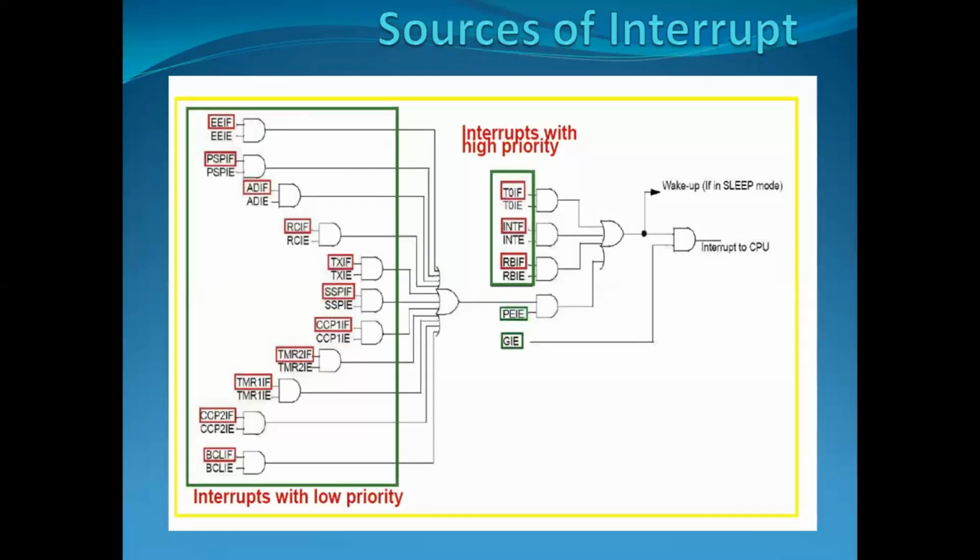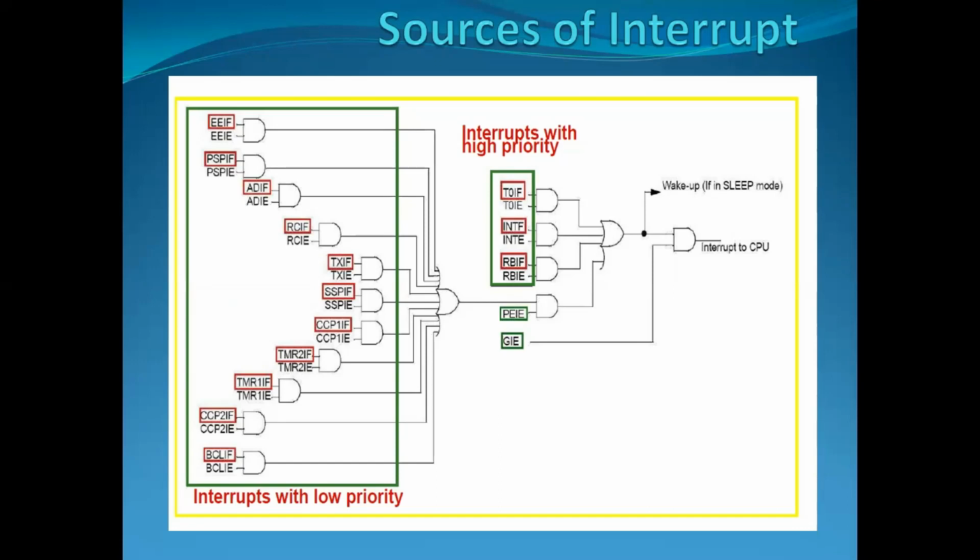So these are the sources of the interrupt. It has 14 interrupt sources, which are shown in this figure, in which if IF is shown against the interrupt, it is an interrupt flag, and if IE is shown against the interrupt, it is an interrupt enable bit.